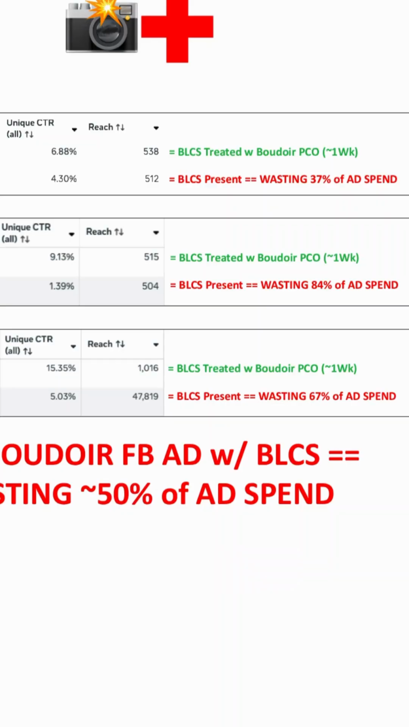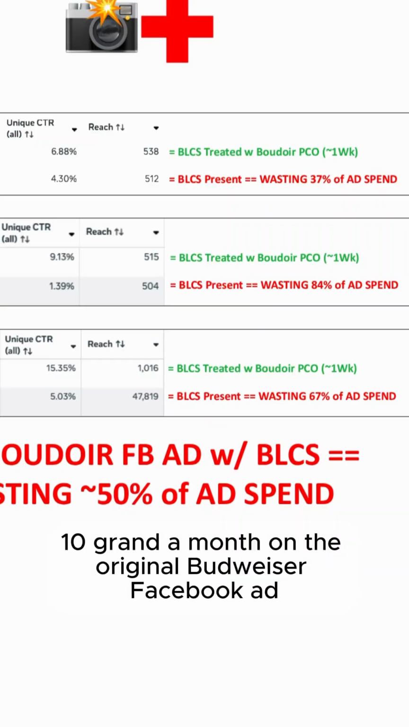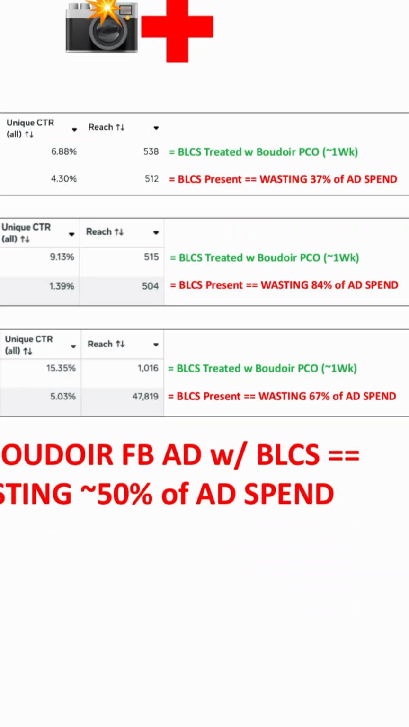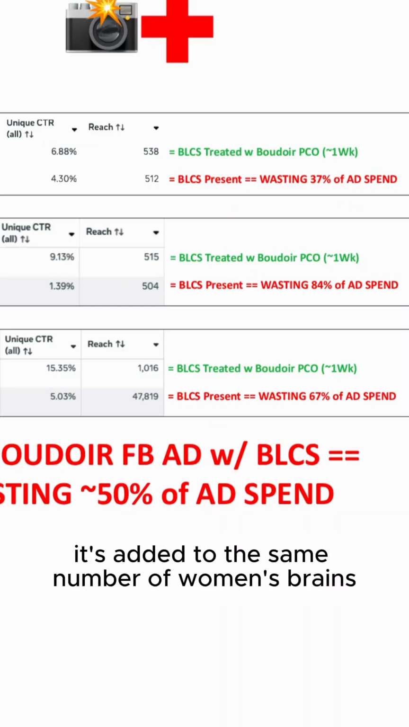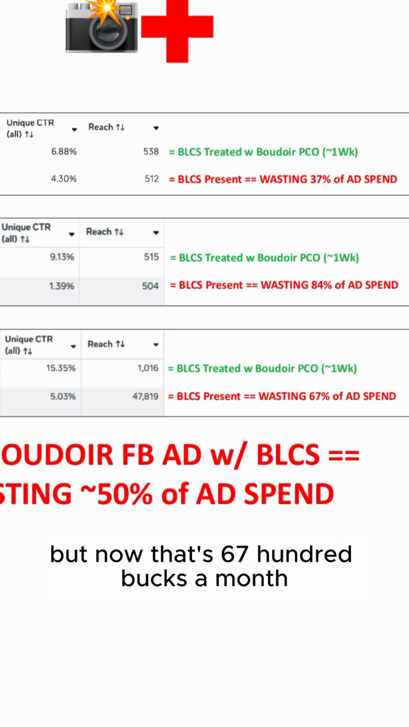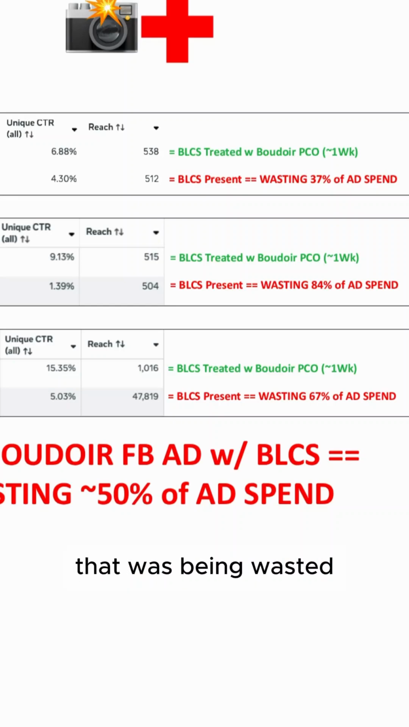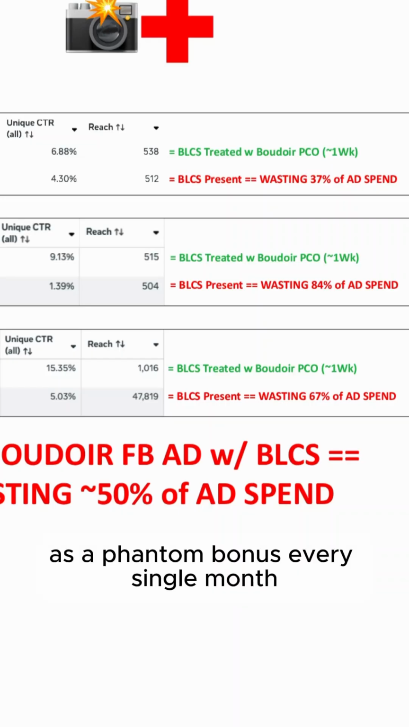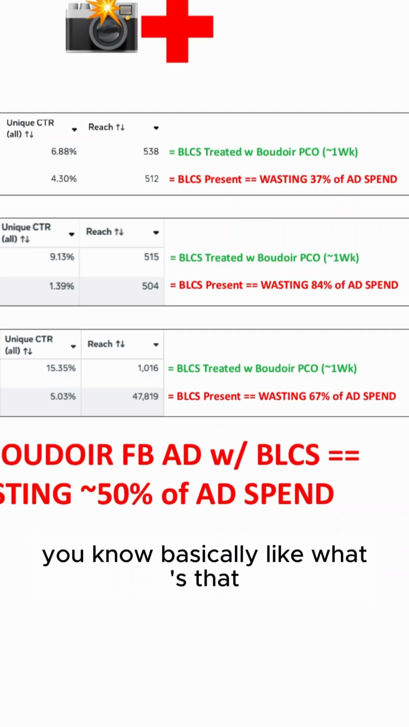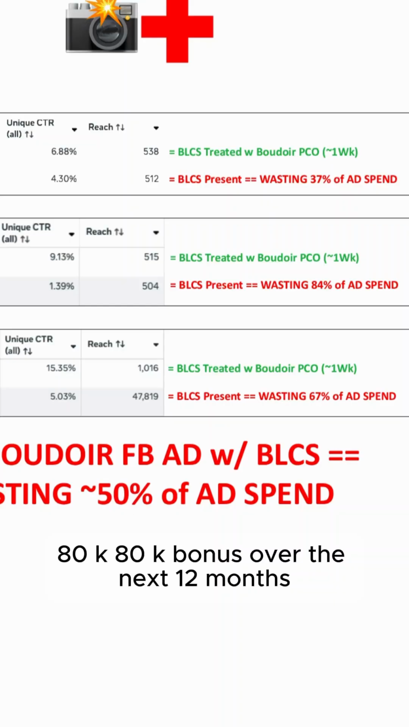And as a result, if he spent 10 grand a month on the original Boudoir Facebook ad, then now he only has to spend 3,300 bucks a month on the Boudoir Pico treated ad, and he gets his ad into the same number of women's brains in both scenarios. But now that 6,700 bucks a month that was being wasted is eliminated, back in his pocket. He doesn't have to spend it, a phantom bonus every single month. Basically like, what's that, 80K? 80K bonus over the next 12 months.